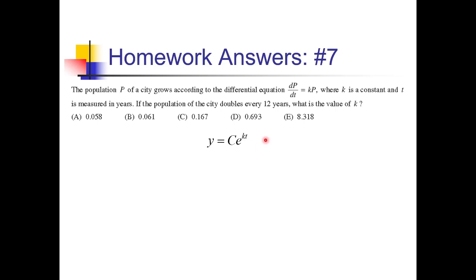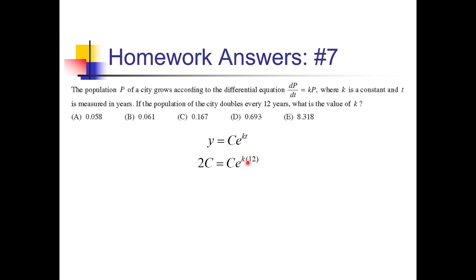Okay, so now they want us to find the value of K. K is this constant here in this formula. So that means we're going to have to plug in values for Y, C, and T. So Y is the new population. We don't know what the original population is, but we know that it's doubling every 12 years. So I'm going to use 2c for this y value here, and c will be the original population. Now for the t value, this 2c happens every 12 years, so I'm going to use 12 for t. So this is going to be e to the 12k.